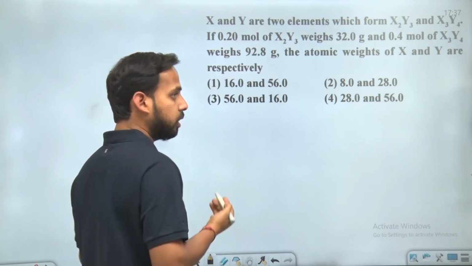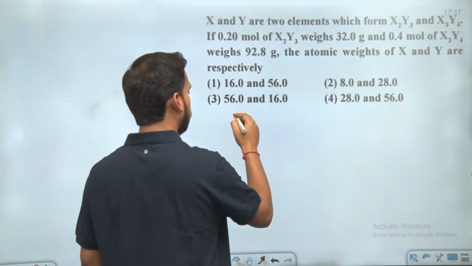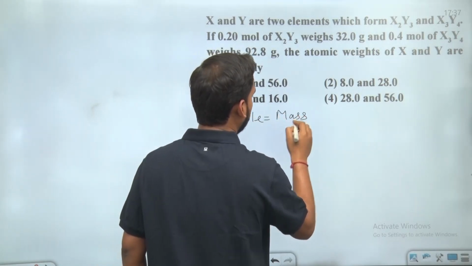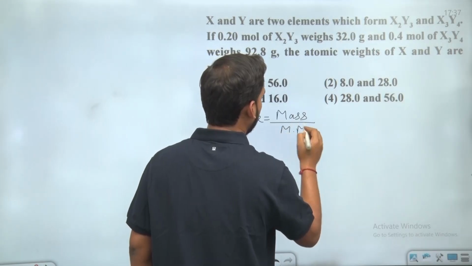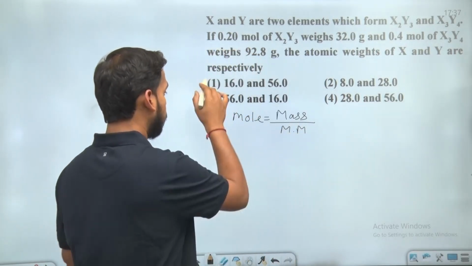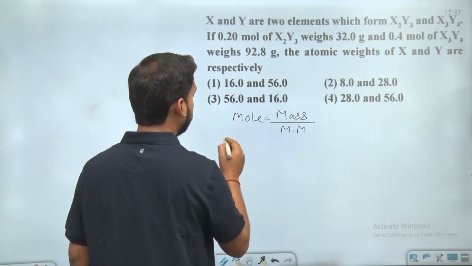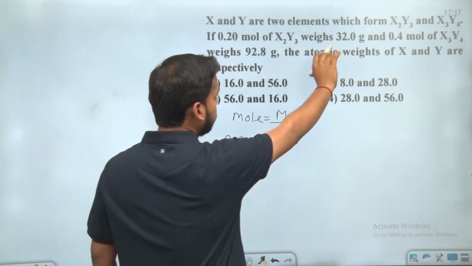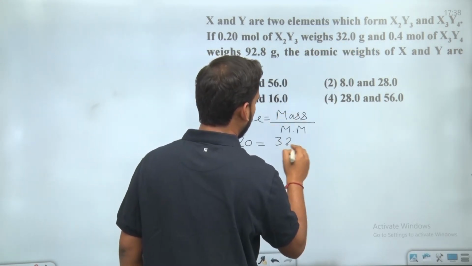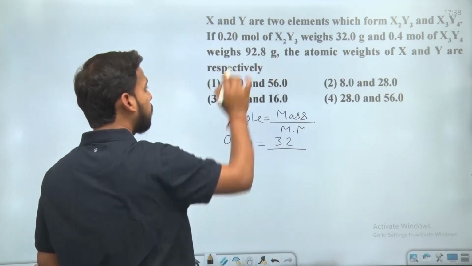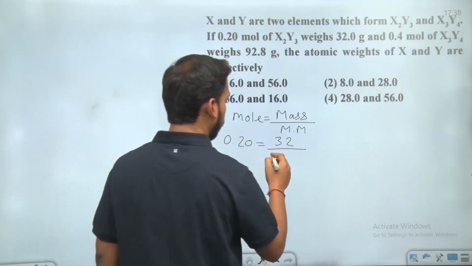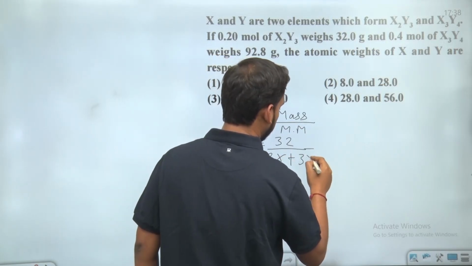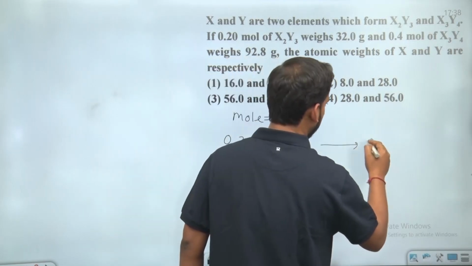So we will use the general formula of the mole: mole equals mass divided by molecular mass. In the first case, 0.20 equals mass, which is given as 32 grams, divided by the molar mass of the compound X2Y3, which will be 2x plus 3y. This is our first equation.